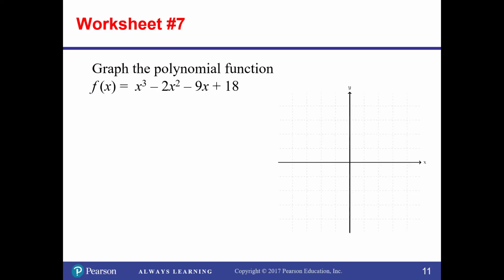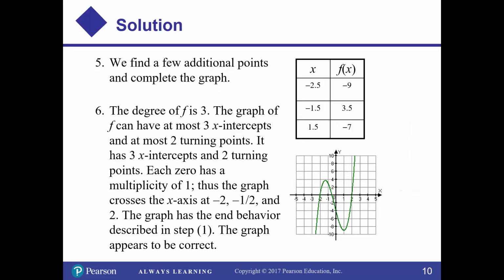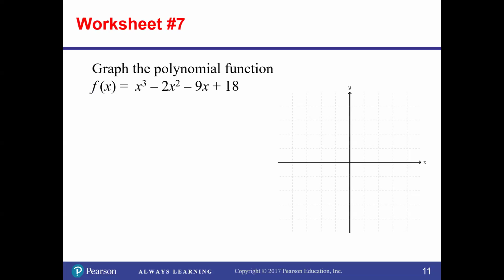So on number 7 and number 8, all you're doing is you're just using this method once again. So you need to figure out the long-term behavior, then factor to find your zeros, then make that interval and find test points in those intervals to figure out if we're below the x-axis, above the x-axis, find the y-intercept, and then you might want to just find a few extra points just to flush out the graph. So hopefully you took a couple minutes and worked on that.